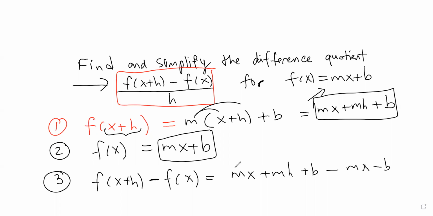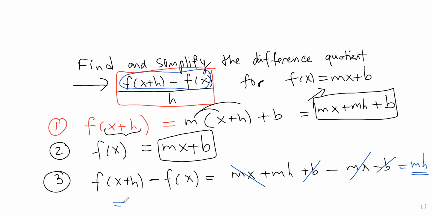So you see mx cancels, right? b cancels. So all we got here is m times h. Okay. Now let's just finish this. So the top I already found, right? The top is m times h. We already computed that. And now I will just divide it by h.